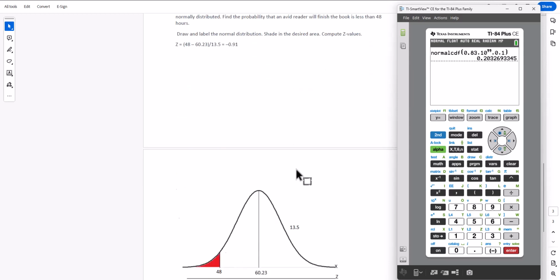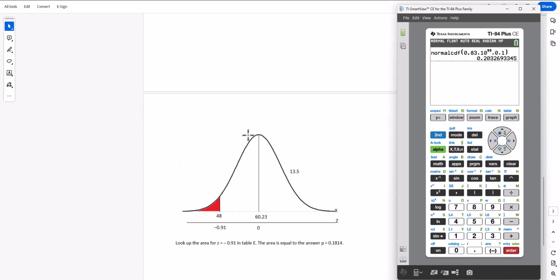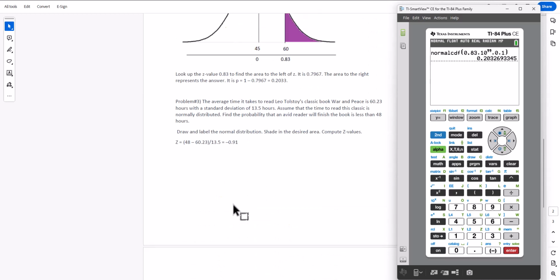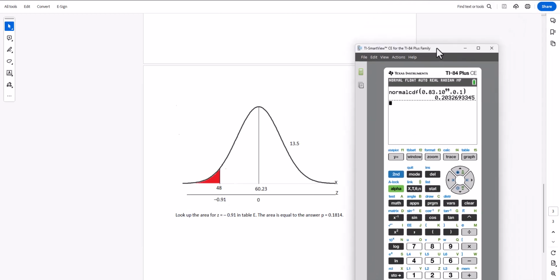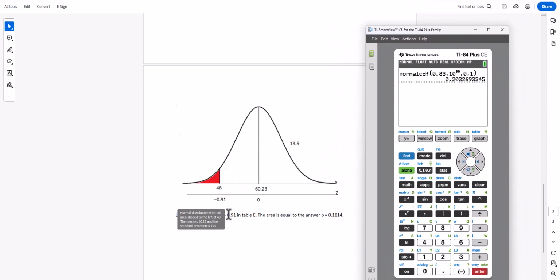So we have a normal distribution. The average is 60.23. We want to know what's the chance that someone will read this book in less than 48 hours. Convert to a z-value, 48 minus the mean, divided by standard deviation, negative 0.91. And we could look up negative 0.91 in our table to get 0.1814, or we can use the TI-84 Plus calculator.